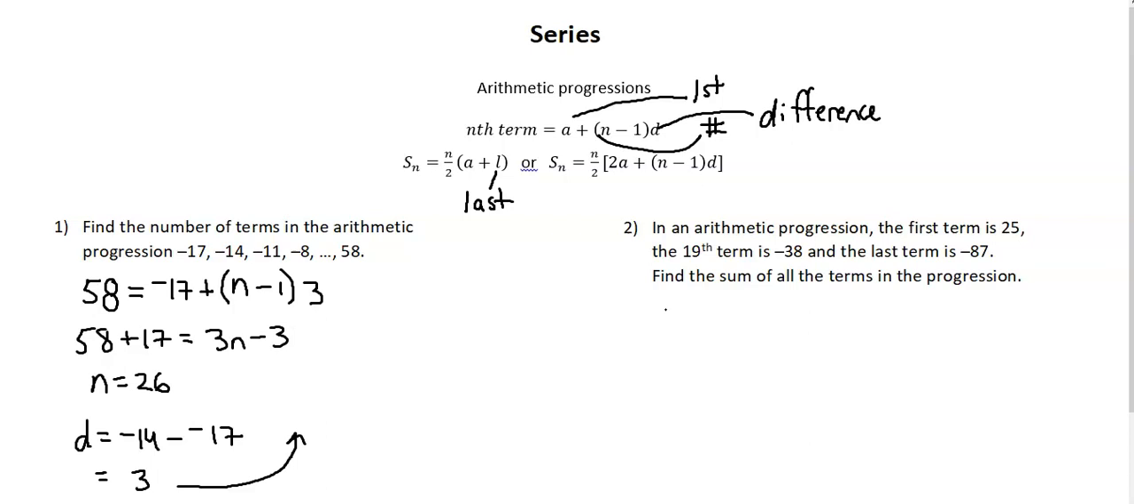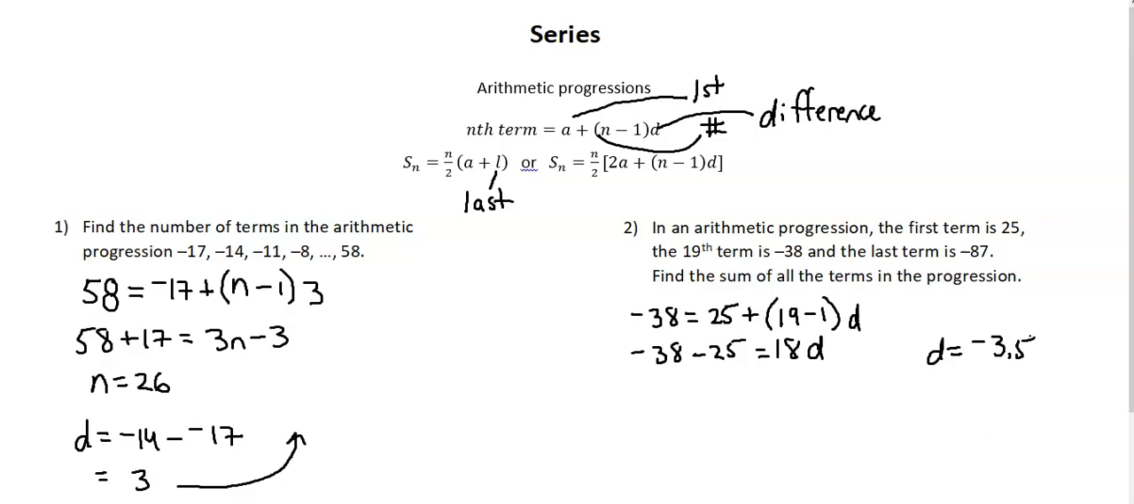The last term of the series given is negative 87, and within that series there's a series that has 19 terms. The final term of the 19-term series is negative 38. The first term of that series is 25, plus, using our nth term formula, n minus 1. This is a 19-term series, so 19 minus 1 times d. This will simplify to negative 38 minus 25 equals 18d, and d is negative 3.5.